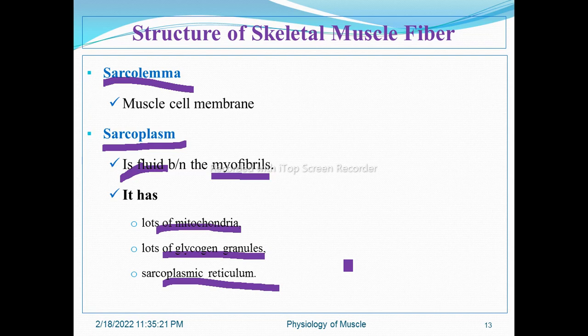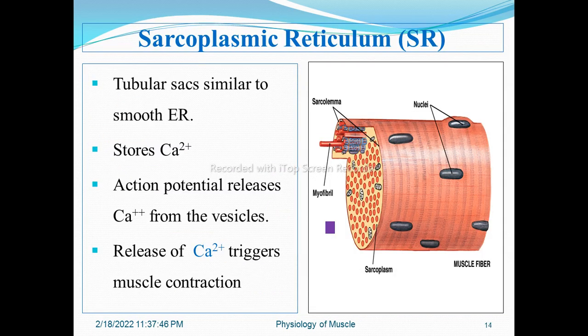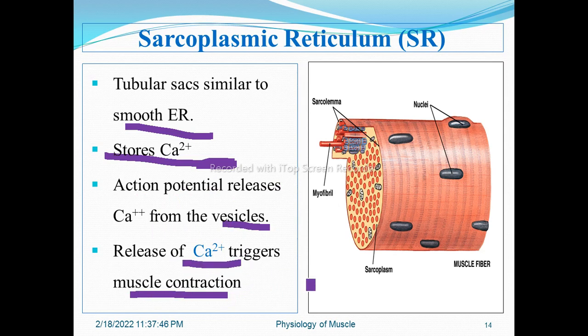As we have mentioned, the space between myofibrils is filled with intracellular fluid, known as sarcoplasm. Sarcoplasm contains potassium, magnesium, phosphate, and mitochondria. Sarcoplasmic reticulum is a tubular sac similar to smooth endoplasmic reticulum, and it is a site for calcium storage. An action potential releases calcium from vesicles, and release of calcium triggers muscle contraction. So calcium is very important for muscle contraction.